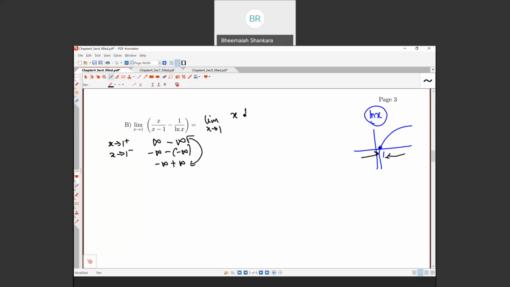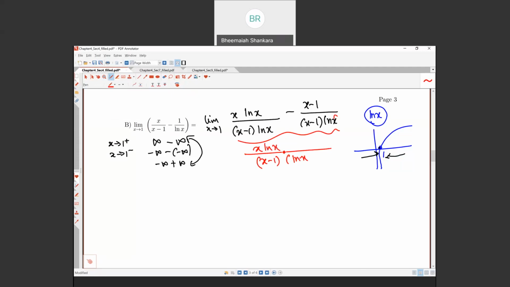I'm going to multiply the numerator by ln x and the denominator by ln x. The idea is I want to make a common denominator. Then I'll multiply the second fraction by x minus 1. Again, the idea is to make a common denominator term. Now that we have a common denominator, I want to combine the denominators, x minus 1 times ln x, and then write x ln x in the numerator minus, I want to multiply this minus out. So it's minus x and then minus of minus, which is plus 1. I have the limit as x approaching 1.